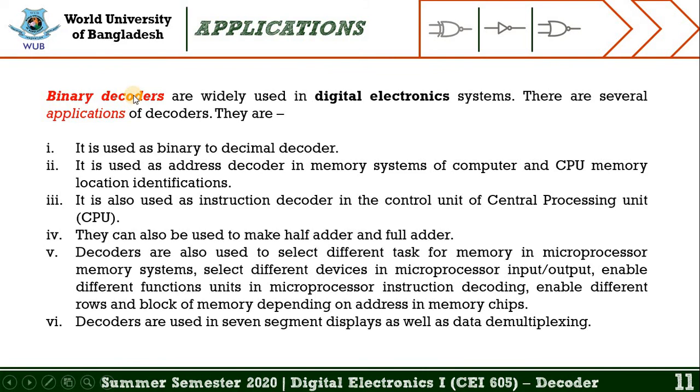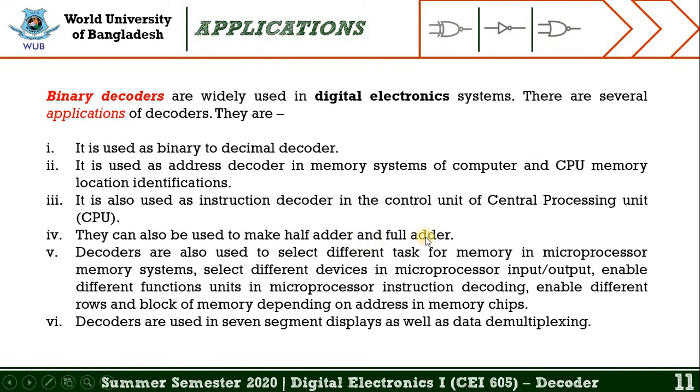Now from this slide we may learn some of the applications of decoders. So let's start. Binary decoders are widely used in digital electronic systems. There are several applications of decoders, such as it is used as a binary to decimal decoder. Next, it is used as an address decoder in memory systems of computers and CPU memory location identification. Next, it is also used as an instruction decoder in the control unit of the central processing unit, which is in short CPU. They can also be used to make half adders and full adders.